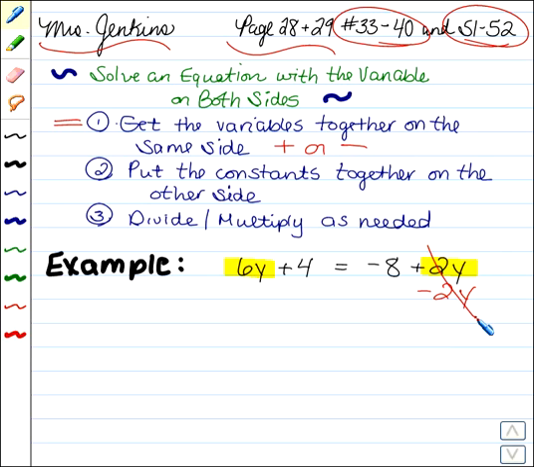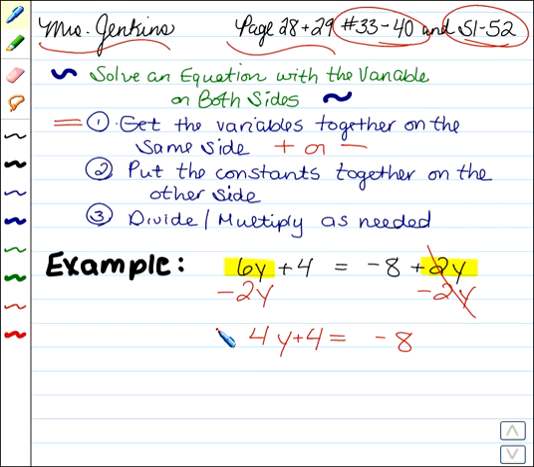By doing that on the right side, it drops out, leaving us with just negative 8. But we also need to subtract 2y on the left side. 6y minus 2y gives us 4y, and then we also have plus 4.